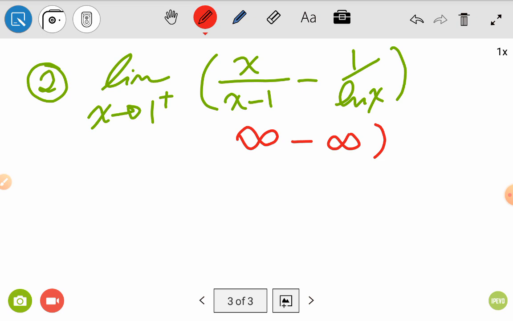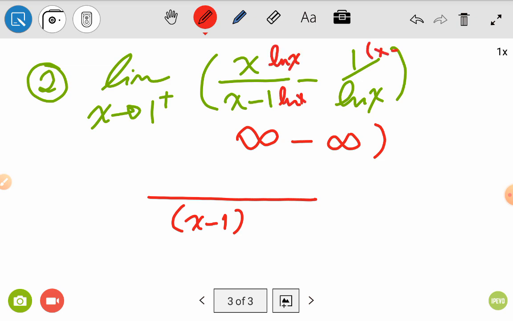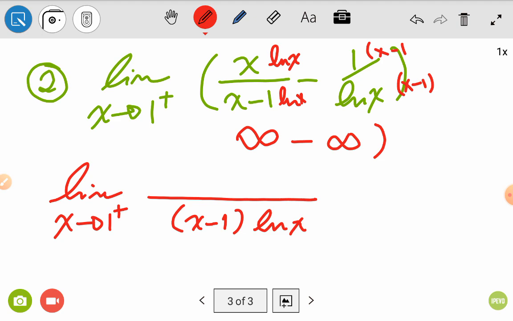And let's first deal with these two fractions. We will try to write them as one single fraction, by multiplying the first one, x, top and bottom by ln x, and the second one top and bottom by x minus 1. Then my denominator will be x minus 1 times ln x. So the limit as x approaches 1 from the right side of x ln x minus, minus what? Minus x plus 1, right? Multiplying the negative by x, and then negative by negative 1 is positive 1.